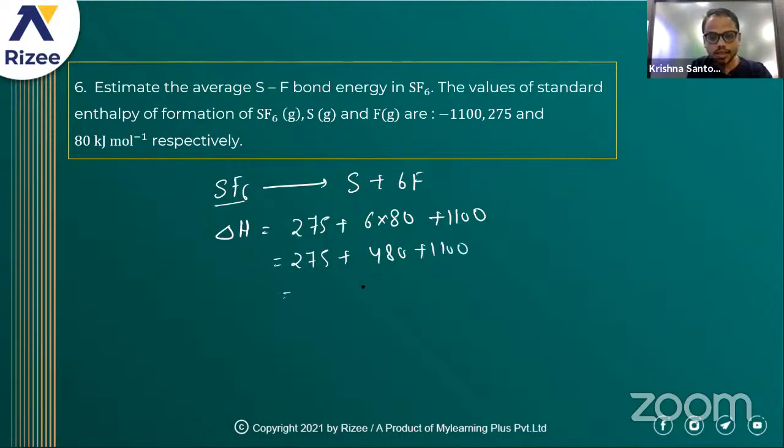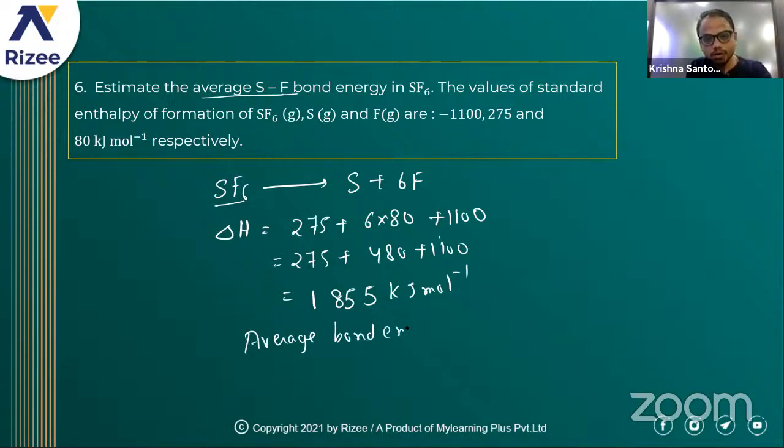So you will get the answer as 1855 kilojoules per mole. I am getting this delta H value. He's asking me to find the average SF bond energy. There is SF6, so 6 SF bonds are there. So the average bond energy will be equal to, since 6 SF bonds are there, 1855 by 6. You can find the answer here. Okay, clear. Next one.